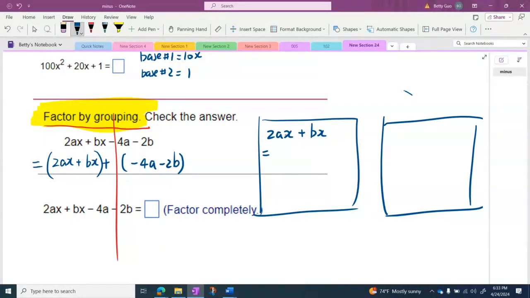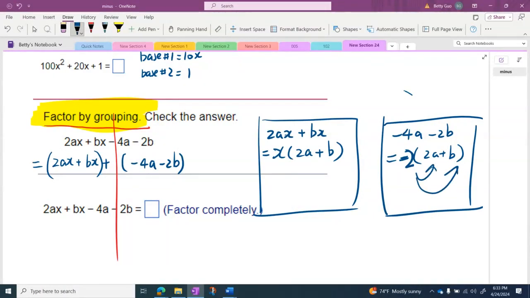The two terms have GCF x factored out. We have 2a plus b in the parentheses. And second group, negative 4a minus 2b. We want to factor something out in order to have 2a plus b inside the parentheses. And that has to be negative 2. Only when we factor negative 2 out, inside the parentheses, we have 2a plus b.